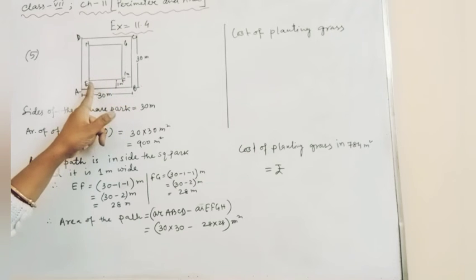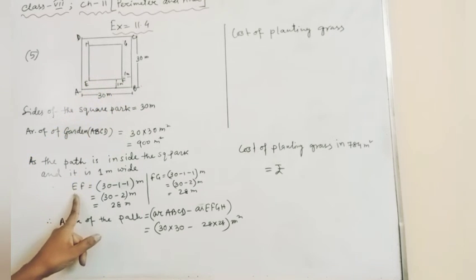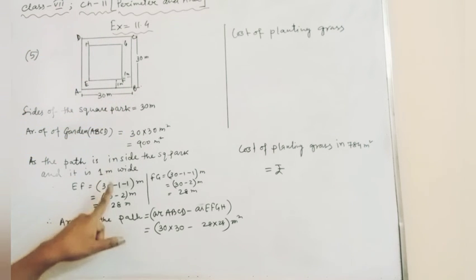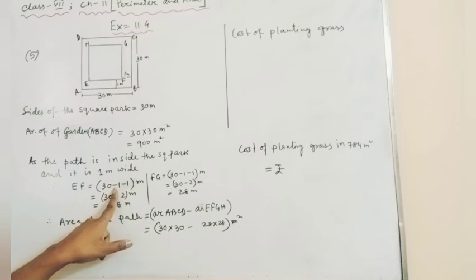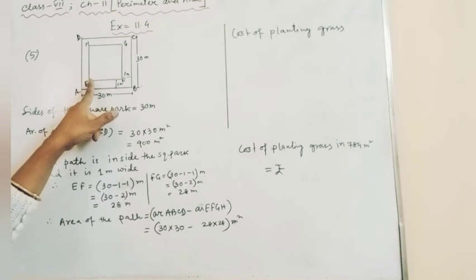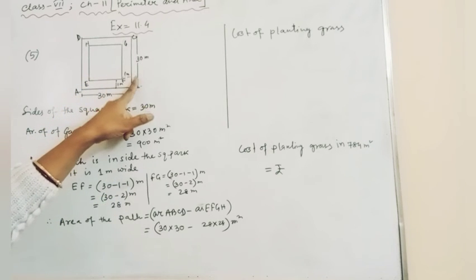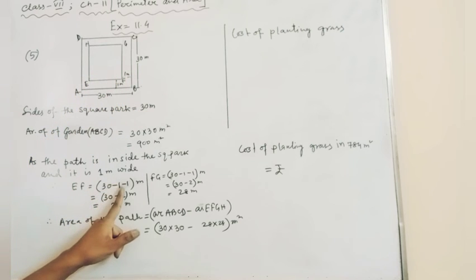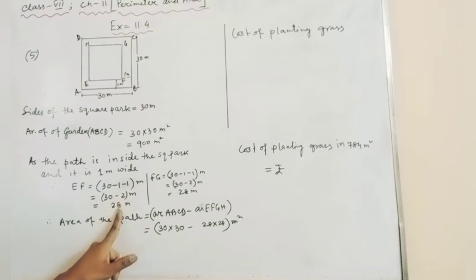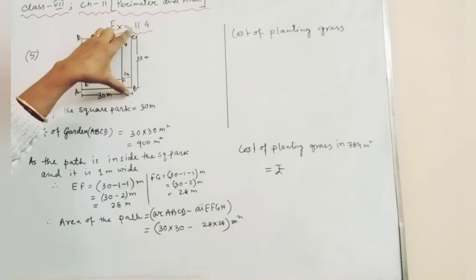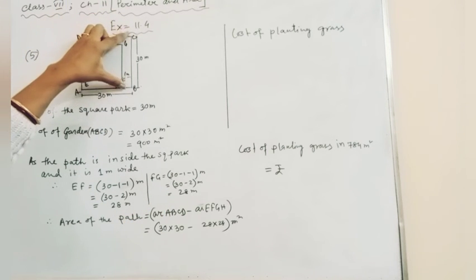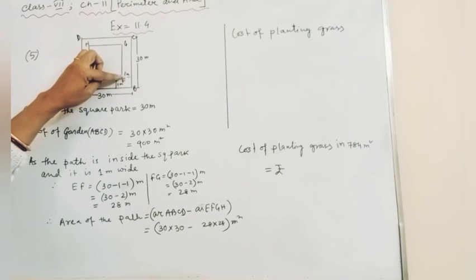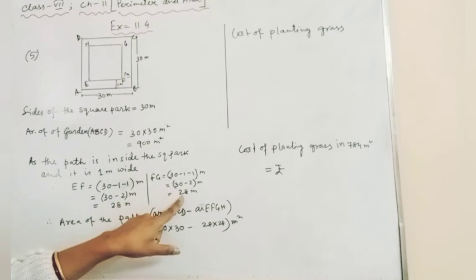So what will be the length of EF? We have done this kind of sum many times. As this one is less than 30, I have to subtract 1 meter and 1 meter from this side, and from this side also I have to subtract 1 meter and 1 meter. So 30 minus 1 and 1, that is 30 minus 2, 28. In the same way in the breadth, because it is also 30, I have to subtract 1 meter from this side and from this side. So FG will be 28.